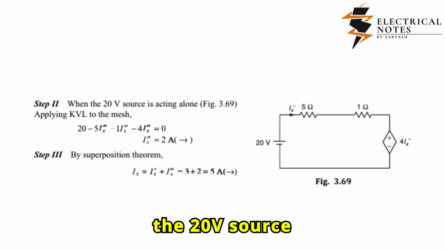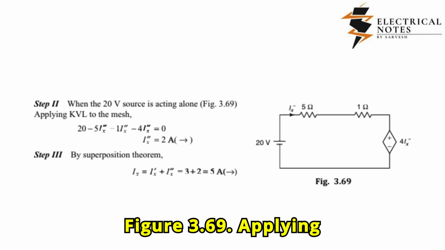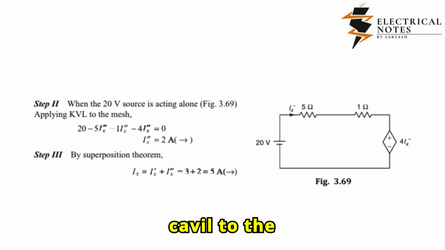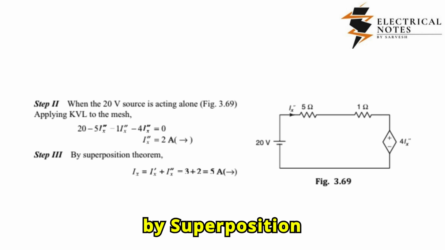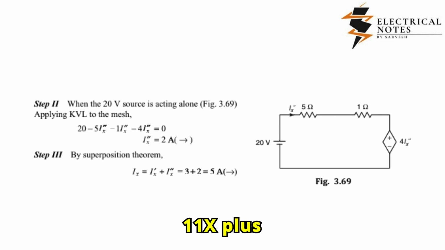Step 2: when the 20V source is acting alone, Figure 3.69. Applying KVL to the mesh and solving for the current. Step 3: by the superposition theorem, adding the two contributions gives the final result.